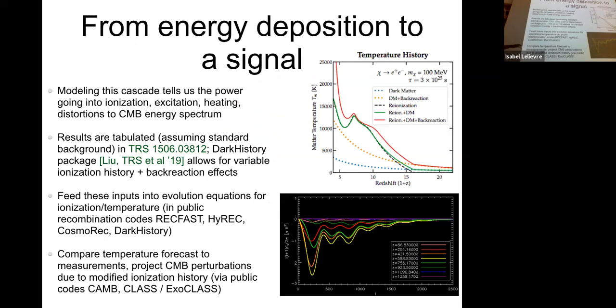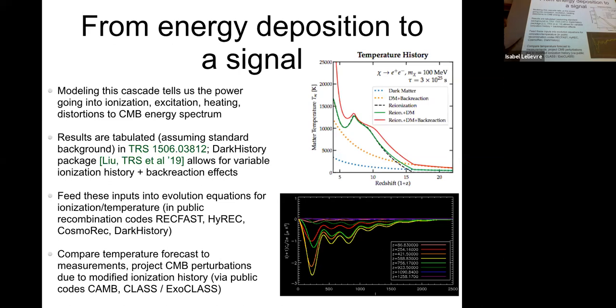Okay, so once you've gotten to the point of, I know how a high energy electron makes ionization or heating at a later time, how do you get that to an actual observable? I can't go back to the early universe with a thermometer. So what you need to do is feed these inputs. There are differential equations that govern the evolution of the ionization and temperature in the early universe. These are encoded in public recombination codes like RecFast or HyRec or CosmoRec or DarkHistory. And DarkHistory has an adaptation of RecFast in it. So basically these extra ionization and heating provide extra driving terms in these differential equations.